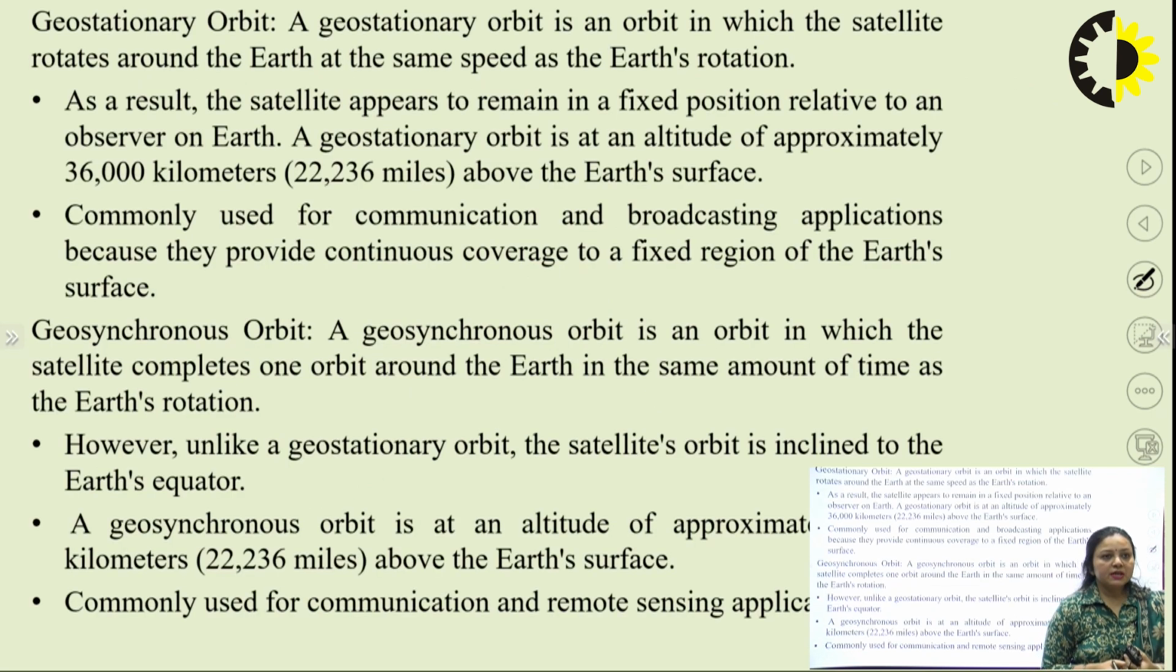So geostationary is an orbit in which the satellite revolves around the Earth at the same speed. In the case of geosynchronous, it is inclined towards the Earth's equator. Now the only problem is, if I have a satellite which is near the equator and it has to provide coverage over the poles, then in the case of geostationary, it is difficult to provide coverage over the poles.